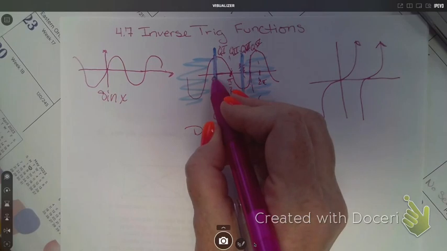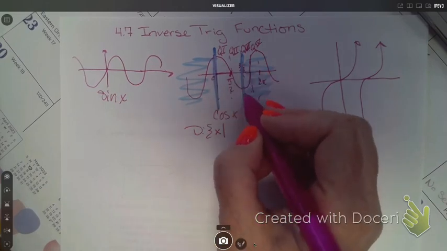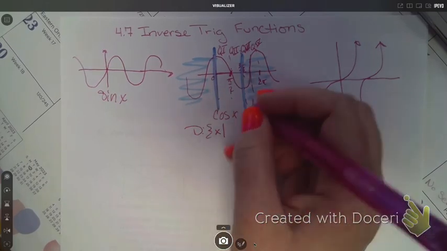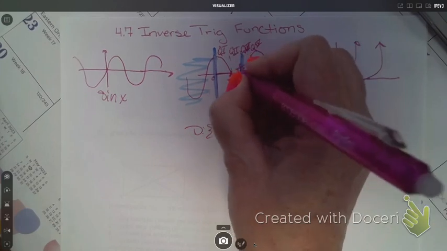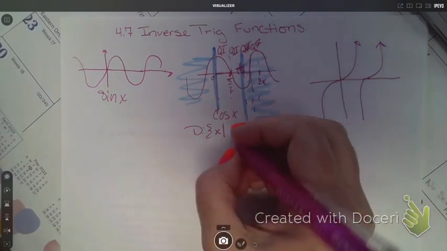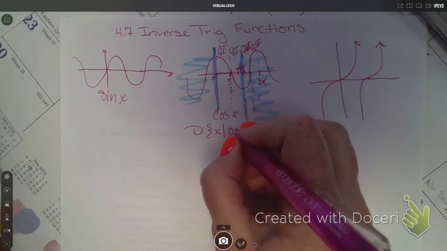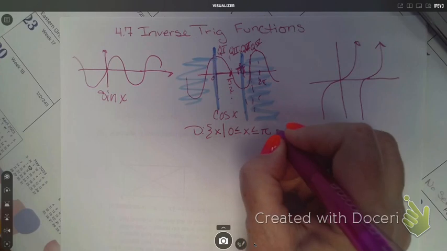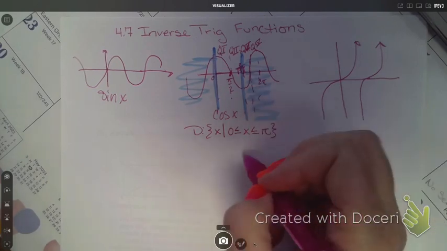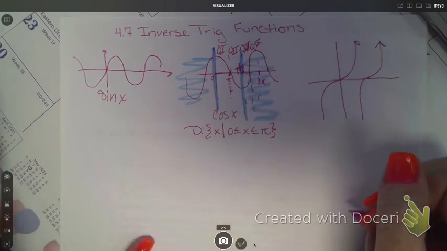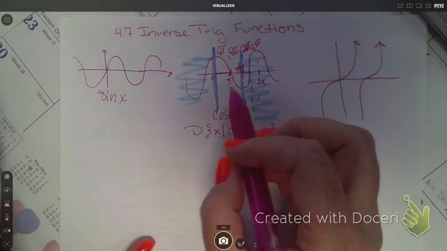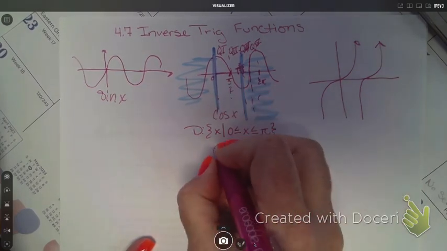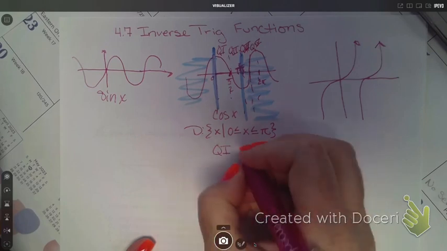So if I restrict the domain for cosine from 0 to where's pi? If I restrict it to that, does cosine have an inverse function? Yes. So what quadrants are from 0 to pi? Quadrant 1 and what? 2.